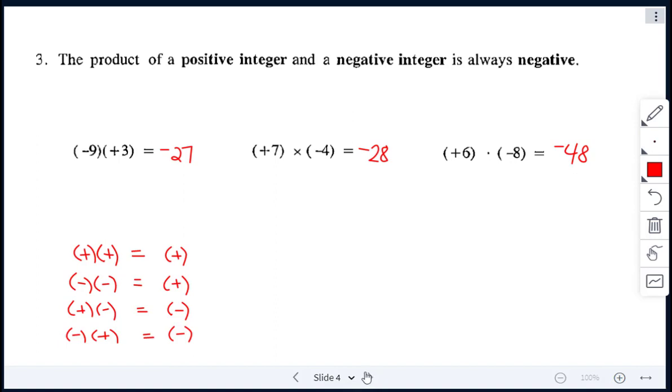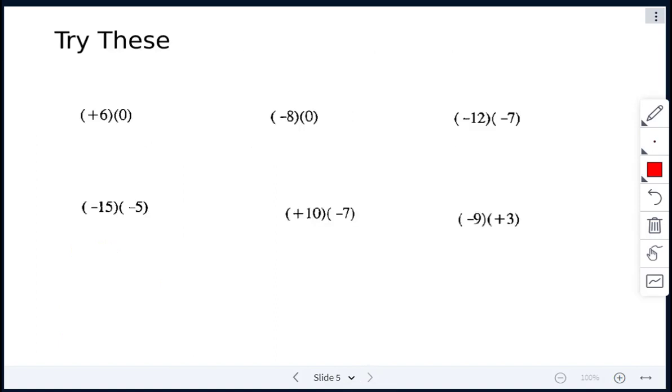All right. Okay, let's try these. I'm going to pause here. All right, so here, our first example, we have a positive 6 times 0. That will just be 0. 0 is not positive or negative. 0 is neutral. So here, when we have negative 8 times 0, the answer is just 0. Again, because 0 is neutral.